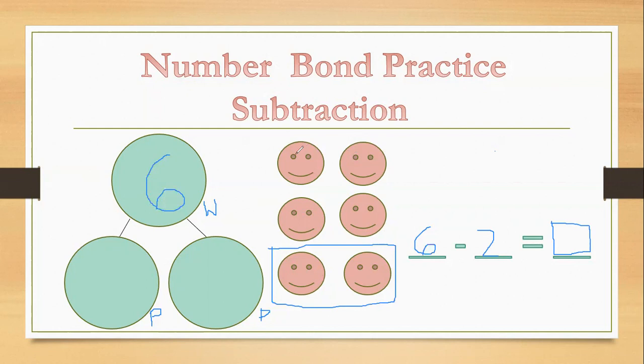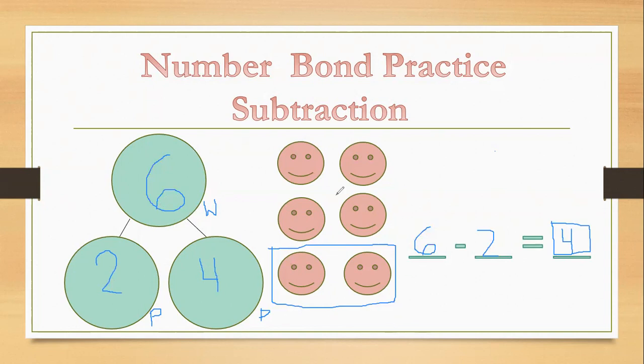So go ahead with me and count up all the smiley faces I have here. 1, 2, 3, 4 smiley faces were not taken away. So I know that number is going to go after the equal sign. 6, take away 2 smiley faces, leaves me with 4 smiley faces here. And over in my number bonds, my parts go here. So 2 and 4. Because I know 6 is broken up into 2 and 4.